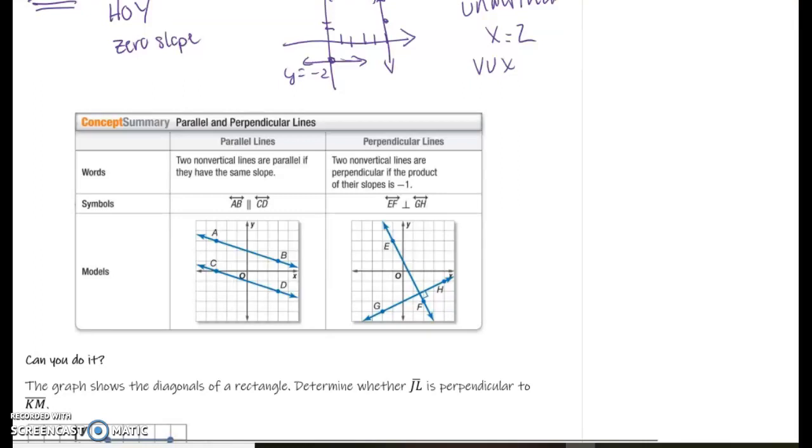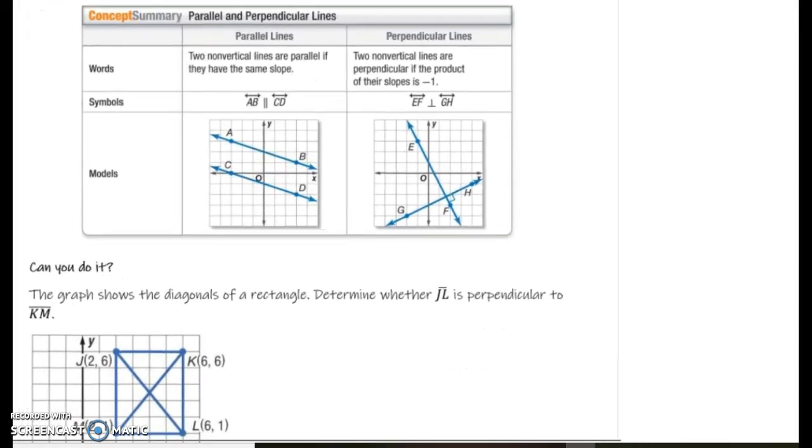Okay, 3 minutes left to go, and I ran out of my 15 minutes on the last one. Here's the rest of this lesson.